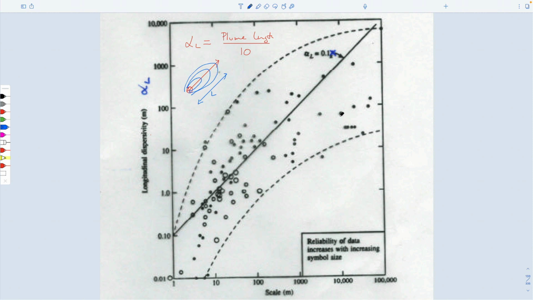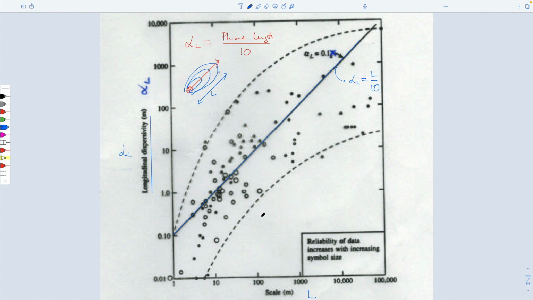And these are the magnitudes of the longitudinal dispersivity that have been calculated for those aquifers from the shape of the plume after that amount of time and the scale of the plume. And this line here is the best fit across that. And alpha L is equal to length over 10. So this is length on the bottom. This is alpha L on the side. And this is just the equation of that straight line. When the scale is equal to 1, it is equal to 0.1. When the scale is equal to 10, it's equal to 1. So it obviously fits this equation for the straight line.